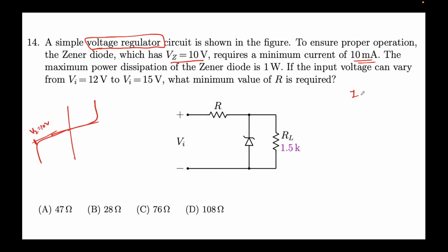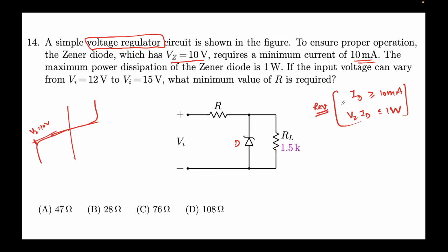So I can say that ID must be greater than or equal to 10 milliamps, right? And it also says the maximum power dissipation is 1 watt. This means Vz times ID must be less than or equal to 1 watt. This is what it says, and we are talking in the reverse direction.